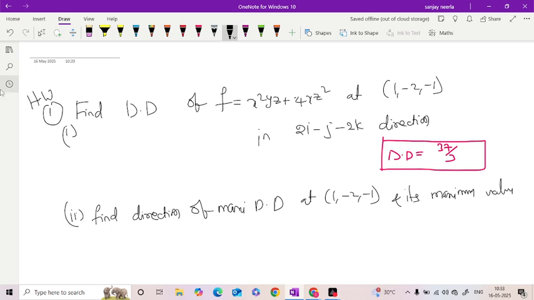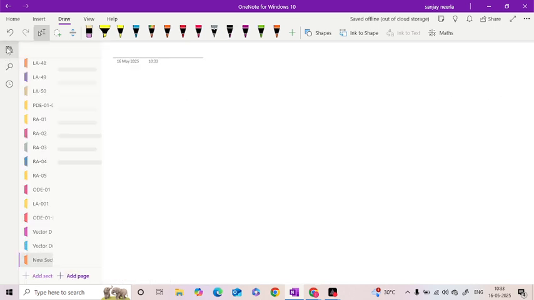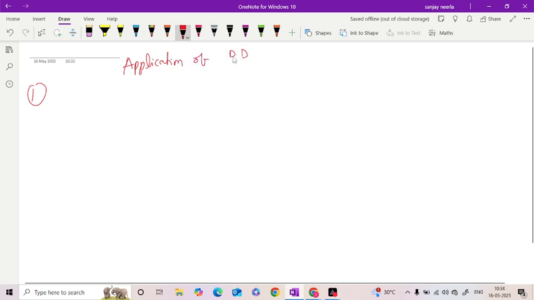Okay, leave it. Okay, so try to solve these two problems. Next one: applications of the directional derivatives, or vector differentiation.